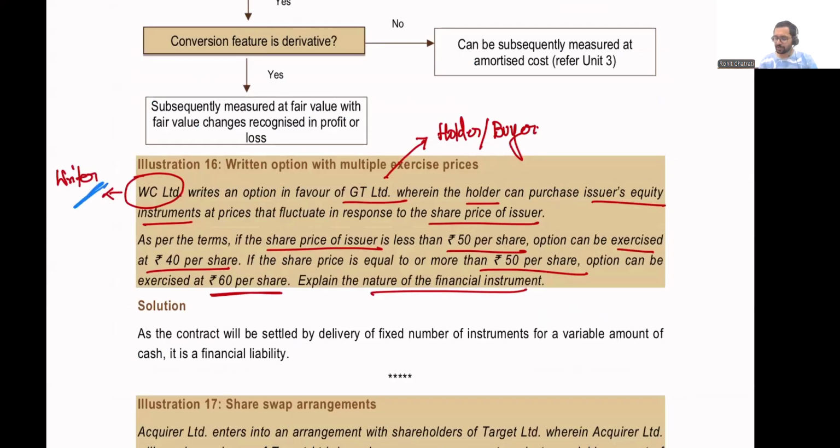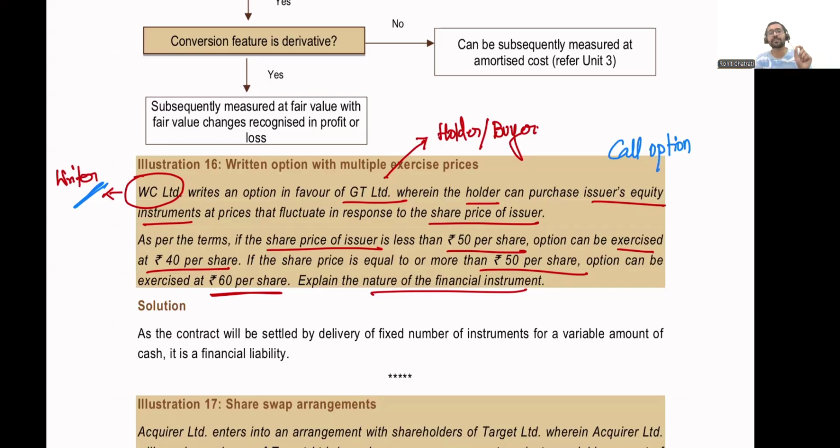This is again a derivative contract. Remember, this is also a call option which is issued or written by WC Limited. It's a call option which is a right to buy for GT Limited and an obligation to deliver for WC Limited. The question is, will this call option be classified as equity, or will it be classified as a derivative financial liability?